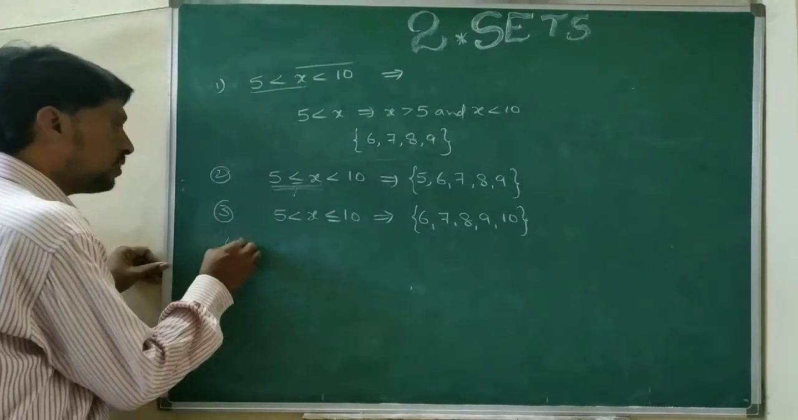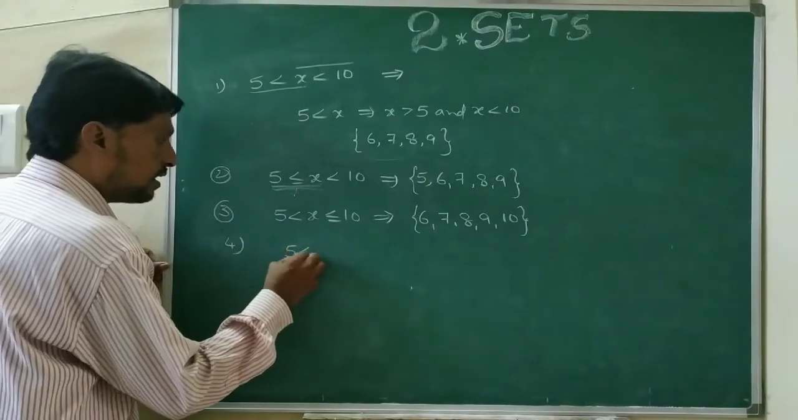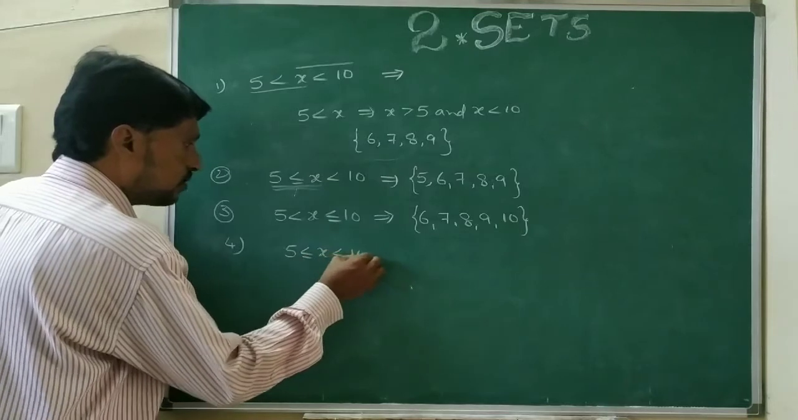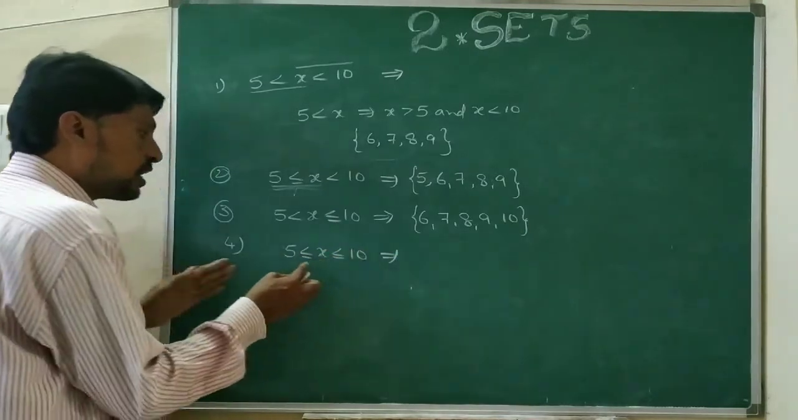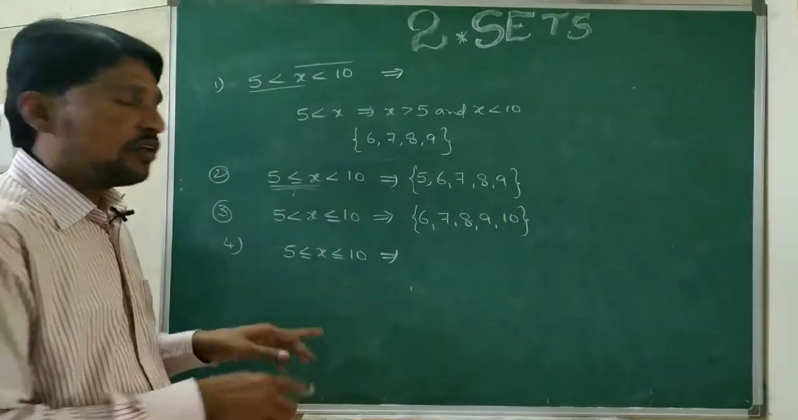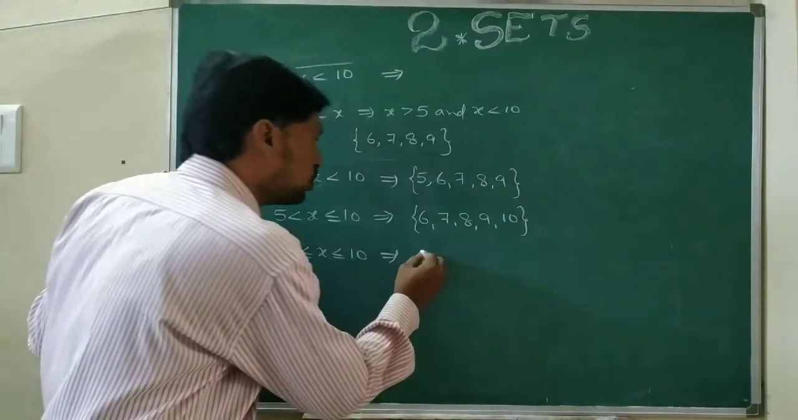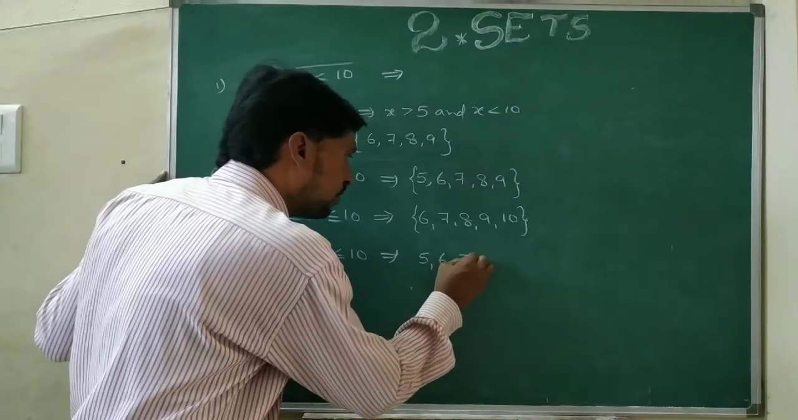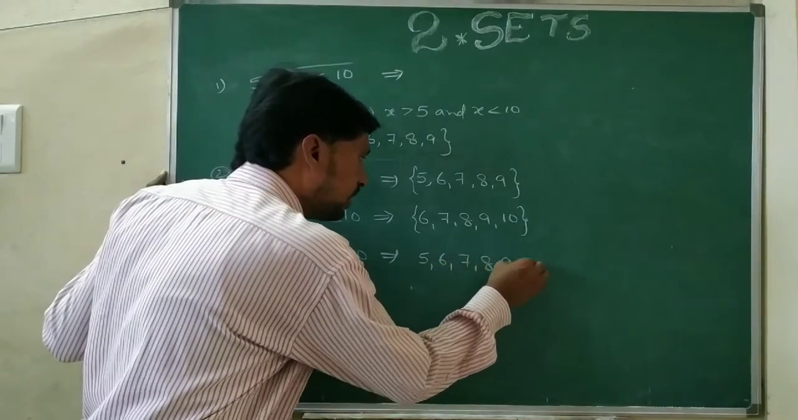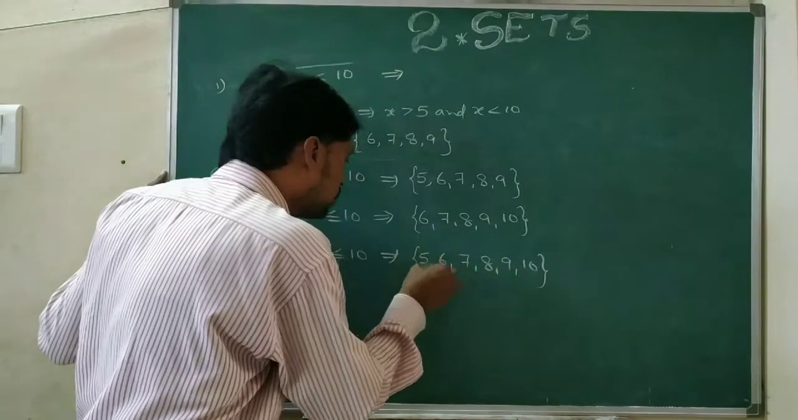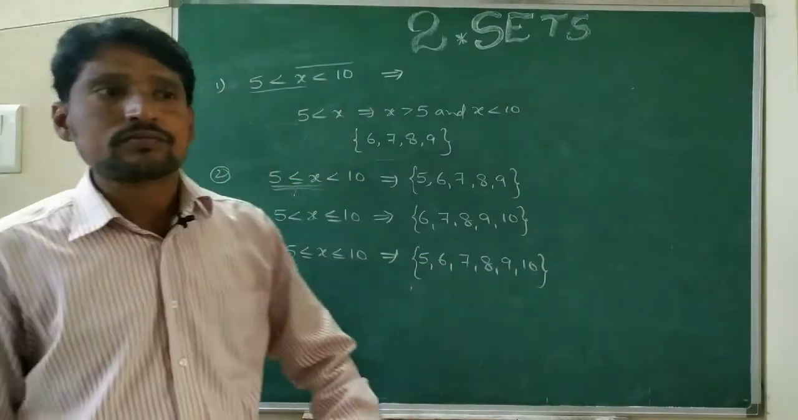One more, that is 5 less than or equal to x less than or equal to 10. It means we should consider both particular values. So what are the particular values? Here 5 and here 10. It means we should consider 5, 6, 7, 8, 9 and 10. So we consider those values.